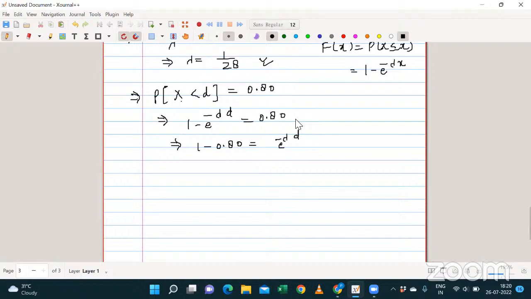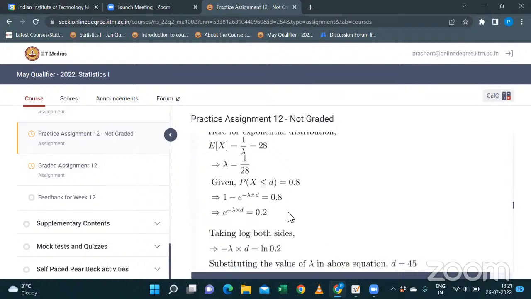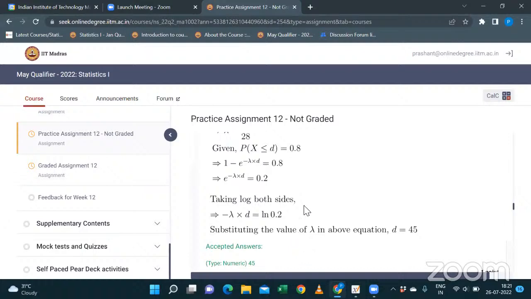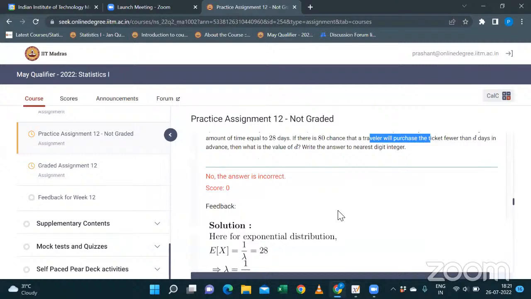Can I write or not? Yes, sir. Okay. So this is 0.20 equal to e raised to power minus lambda, which is 1 by 28, so d by 28 will be there. Got it? So similarly, you can proceed. You can take a log on both sides. If you see the feedback, take a log on both sides. You will get your correct answer. Right? Thank you. Okay. Anybody else?